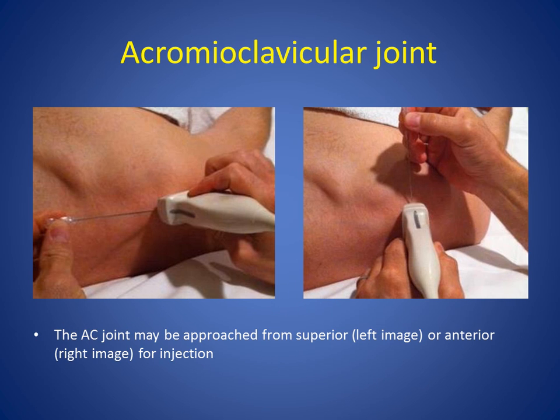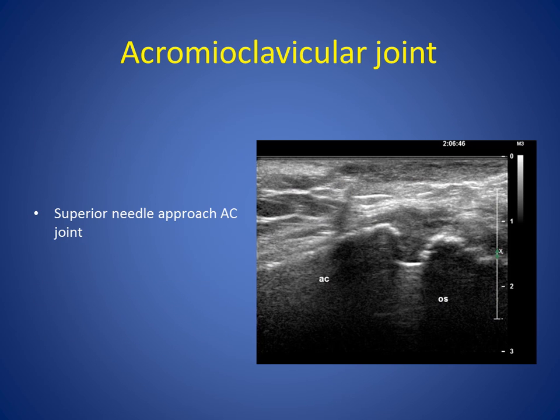Accessing the joint can either go short axis or long axis of the joint. Either one is an acceptable technique. Here's an example of a long axis along the clavicle. You can see the needle entering to get into the joint. So fairly easy to get into the acromioclavicular joint. You're only going to be able to inject about 1 cc in that tight joint usually.